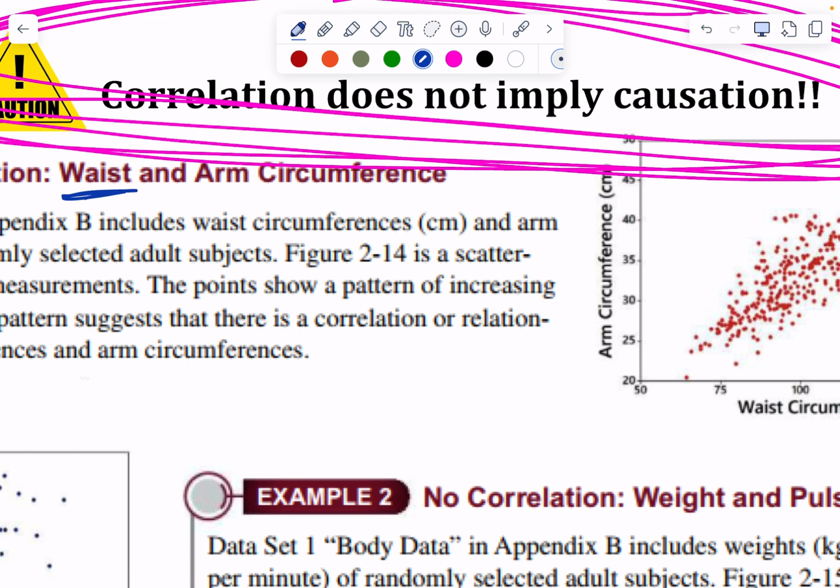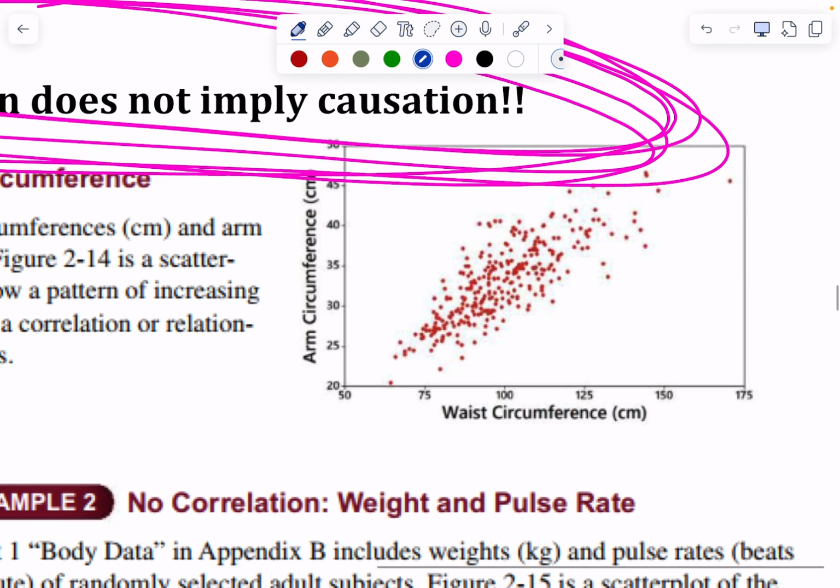Now, for the most part, in general, if we're looking at kindergartners who have small waists and small arms versus you guys who have a little bit bigger waists, you're not fat by any means, but you have bigger waists than a kindergartner, right? And hopefully bigger arms, right? You're a little more muscular, right? In general, it's going to show a positive linear correlation.